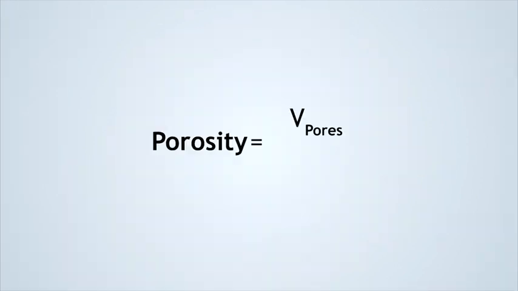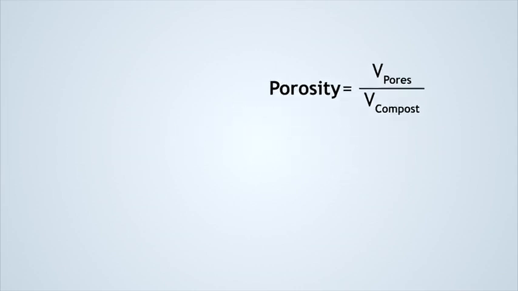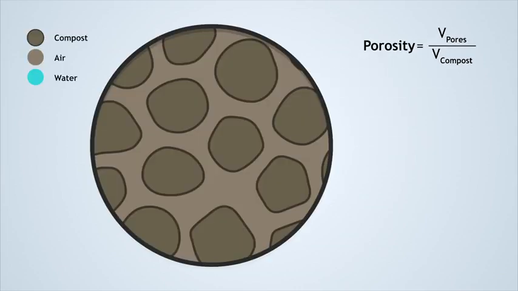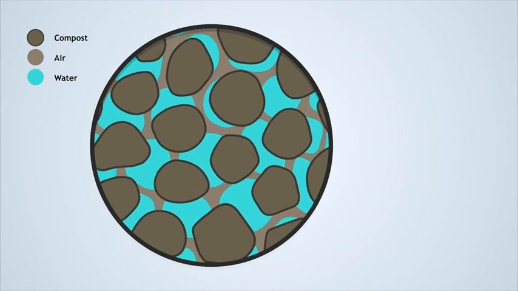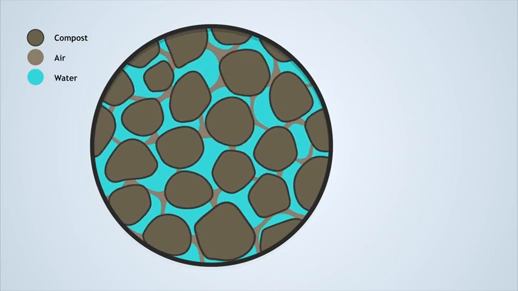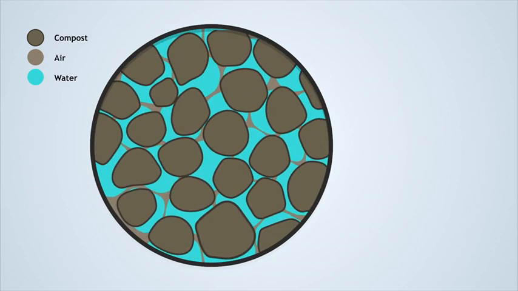Porosity is defined as the volume of pores divided by the total volume of compost. Some of those pores will be filled with air and the rest with water. During the composting process, the volume of the pile is normally reduced by compaction and size reduction, reducing the pore size and consequently the air-filled porosity. This will restrict the airflow within the pile and consequently the oxygen level.